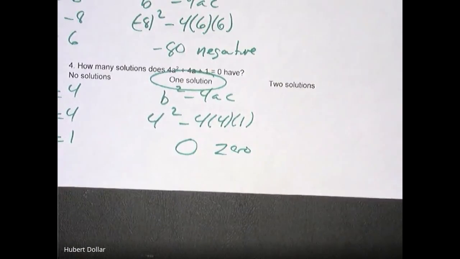And so that is how you use the discriminant to determine how many solutions you have in a quadratic.